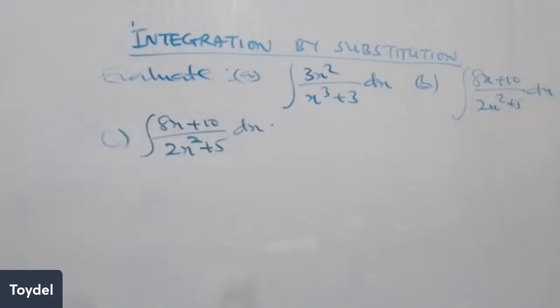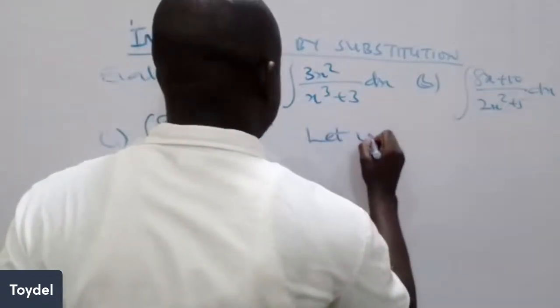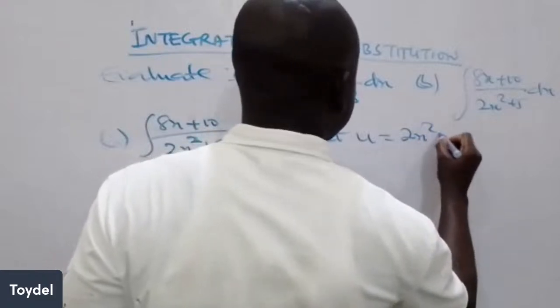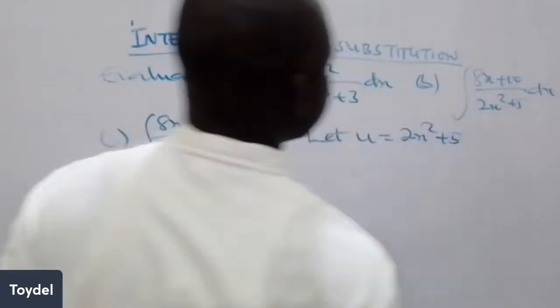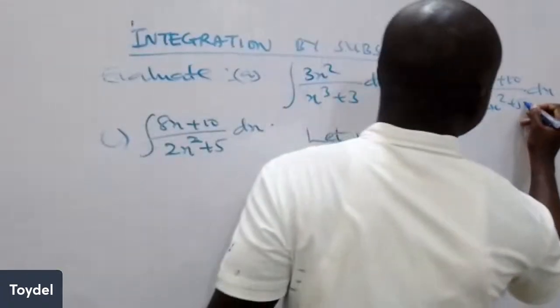Let's look at it. If we say let u represent 2x squared plus 5, then if I differentiate that, no, there's x here. We have x here.